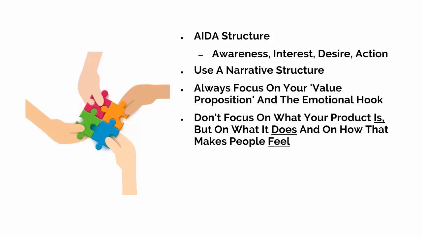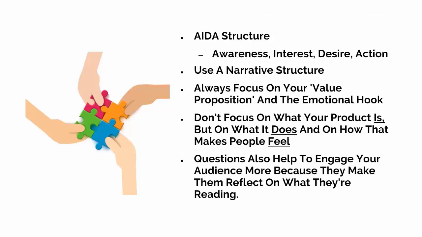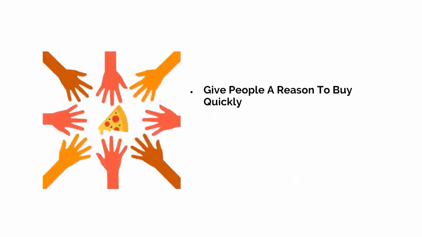If you're selling a book on making money, then paint the picture and get your reader to imagine having their own private yacht and no debt, that sort of thing. Questions also help to engage your audience more because they make them reflect on what they're reading. Finally, when trying to secure the sale, make sure you give people a reason to buy quickly rather than going away to think about it.